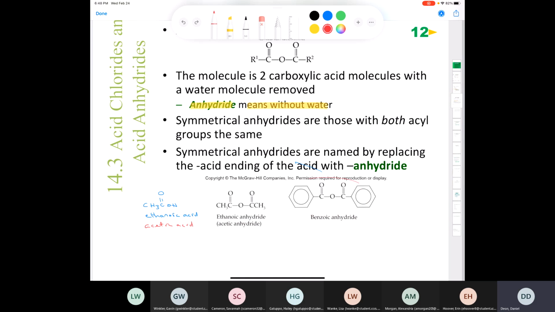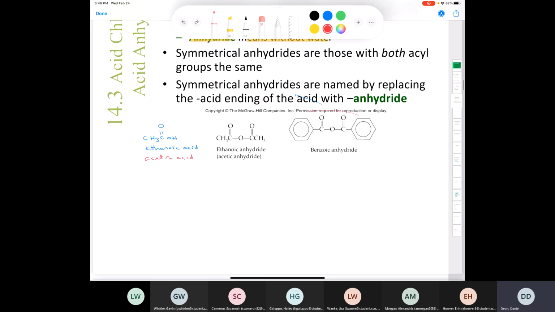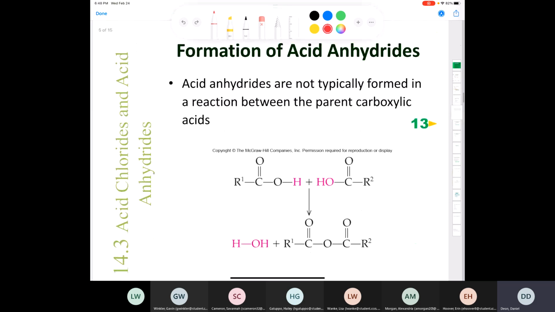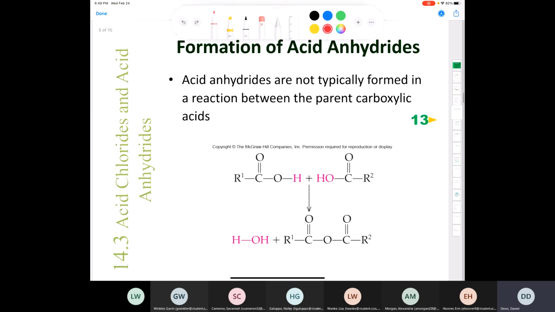Now you might be wondering, if you're really astute, hey, Mr. Dion, couldn't I have an unsymmetrical anhydride where maybe I have an acetyl group on one side and a benzoic group on the other? Yeah, you can, but we don't really deal with those a whole lot in this class, especially in terms of nomenclature.